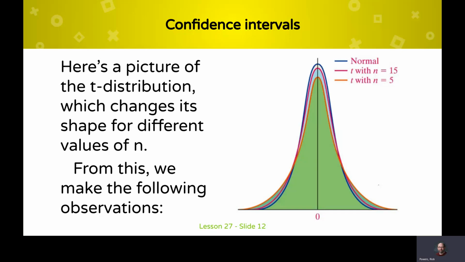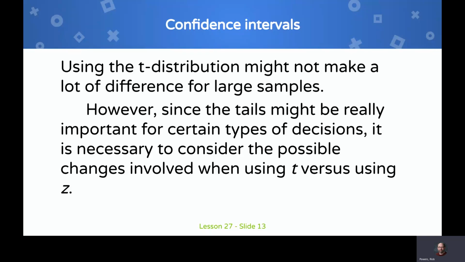From this, we make the following observations. Using the t-distribution might not make a lot of difference for large samples. However, since the tails might be really important for certain types of decisions, it is necessary to consider the possible changes involved when using t versus using z.